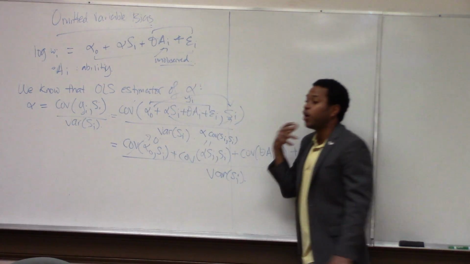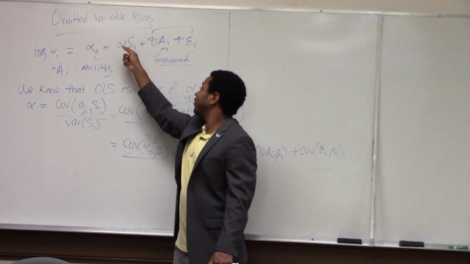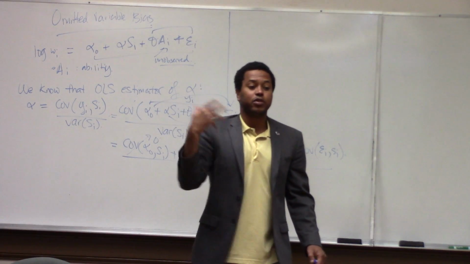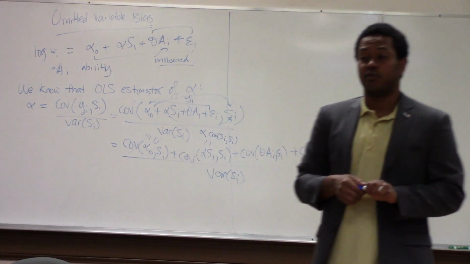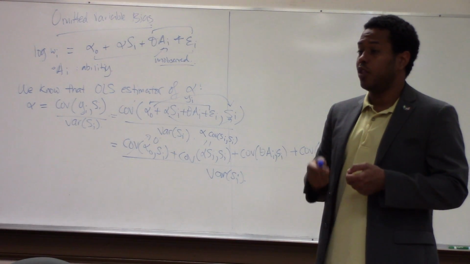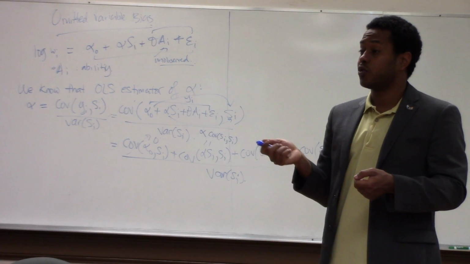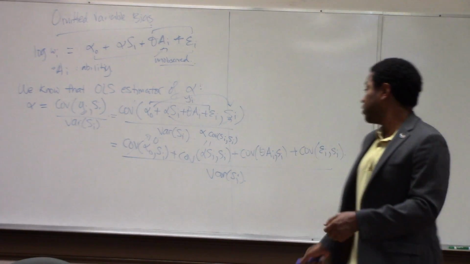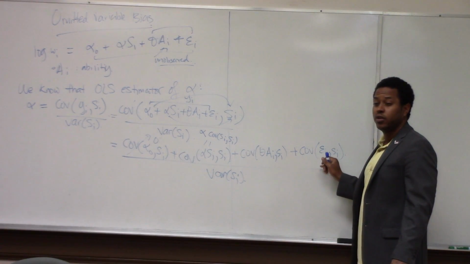Because when we were running our original model, we just had alpha 0 plus alpha SI plus epsilon. And so we weren't able to control for ability. And that was the reason why we had an endogeneity issue. It was because we had an unobservable that was affecting earnings, and it was also affecting how likely we were to go to school. Does that make sense? But once we put in a control for that, this covariance here should be equal to 0. That's a subtle point.